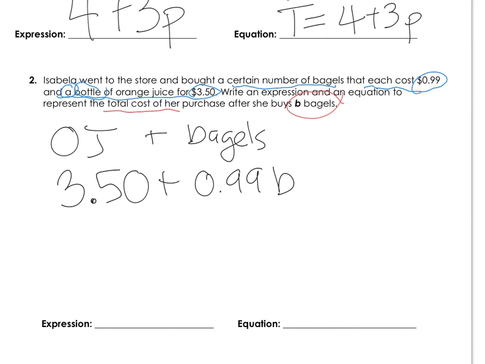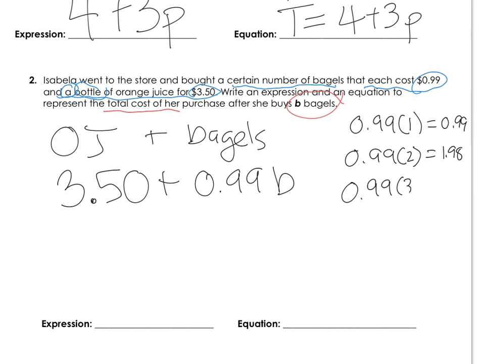Now let's think about this. If she buys one bagel, it's going to be 99 cents. If she buys 2 bagels, 2 times 99 cents is going to be $1.98. If she buys 3 bagels, it's going to be 3 times 99 cents, which is going to be $2.97. I'm just estimating here. So if she buys any number of bagels, or B bagels, we can just find it by multiplying 0.99 times B. So that's our expression.